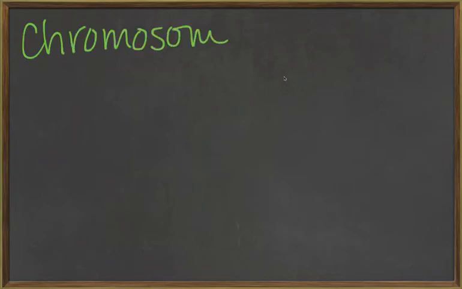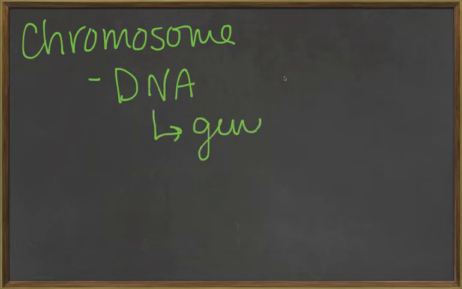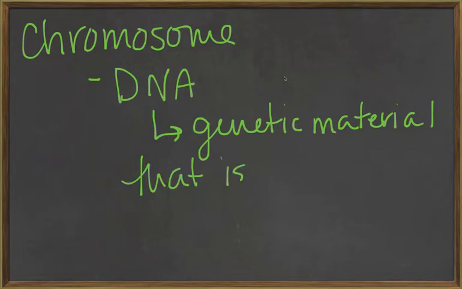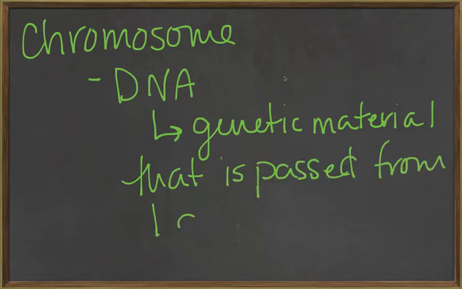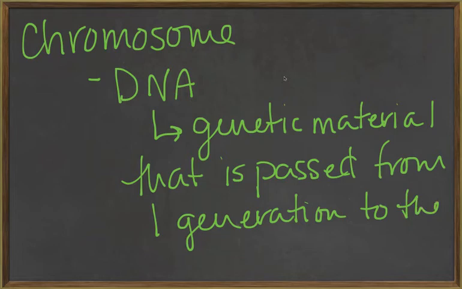In order to understand mitosis, though, you got to take into account certain things. And it's largely all centered around something called a chromosome. A chromosome is your DNA. So it is genetic material that is passed from one generation to the next. At the very beginning of the year, I gave you 2 different names for DNA.